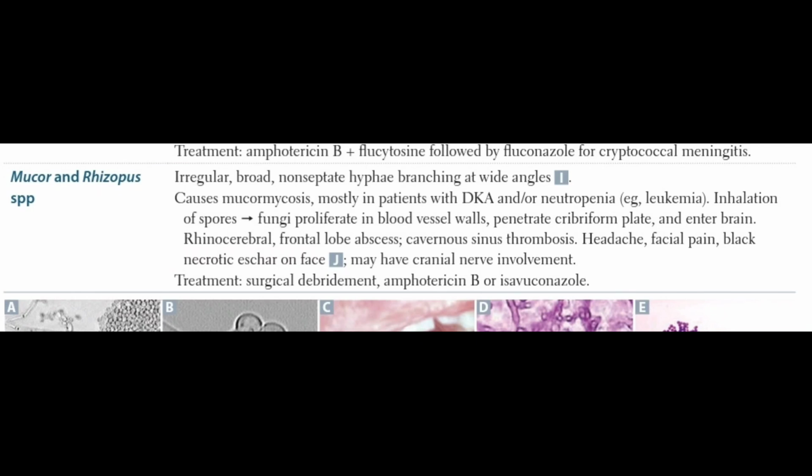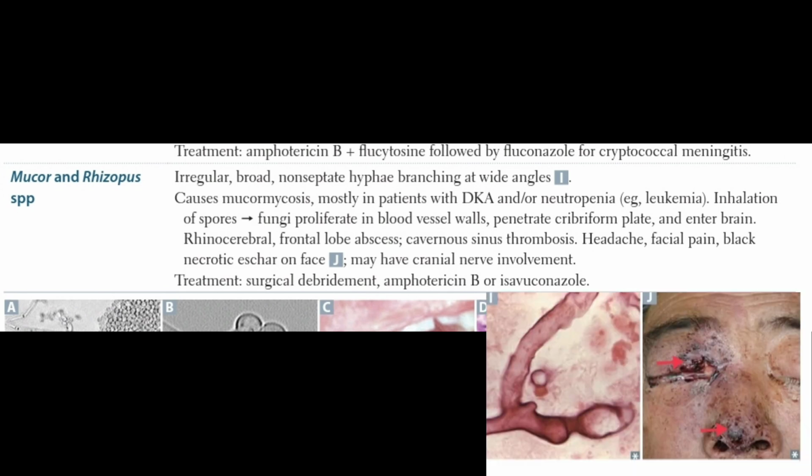So today in this video we are going to talk about the Mucor and Rhizopus species, the Pneumocystis jirovecii, and Sporothrix schenckii. Mucor and Rhizopus species are irregular, broad, non-septate hyphae branching at wide angles. You can also see in this figure they are irregular, broad, non-septate hyphae branching at wide angles.